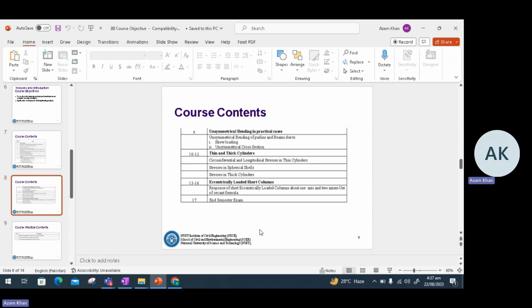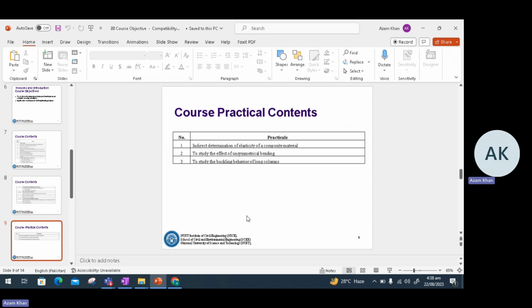13 to 16 week will be devoted to eccentrically loaded columns. You have already done concentrically loaded columns in your MOS 1. This idea will be further developed, and we will try to do eccentrically loaded columns, where we will use the concept of combined stresses developed in the first 3 to 4 weeks. In the week 17, we will have end semester exam.